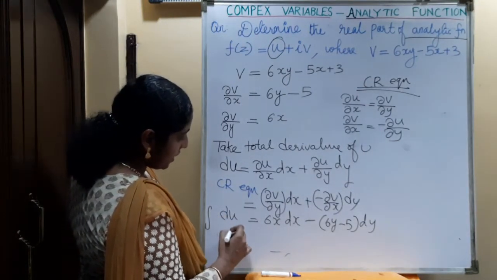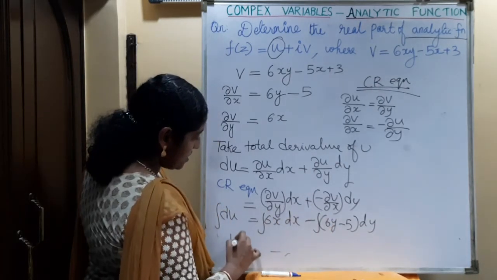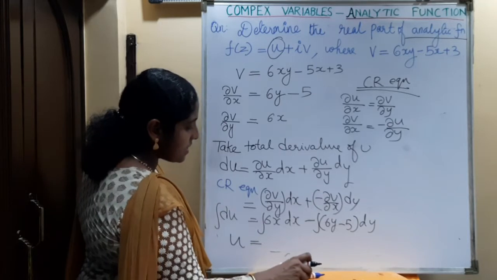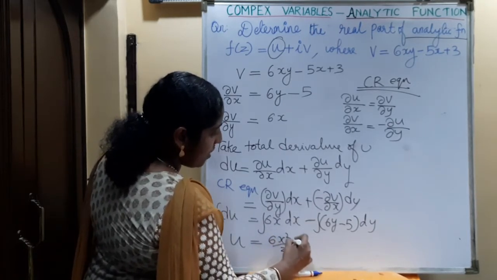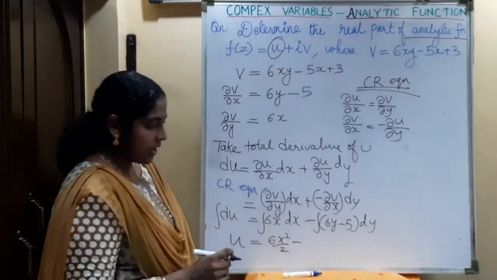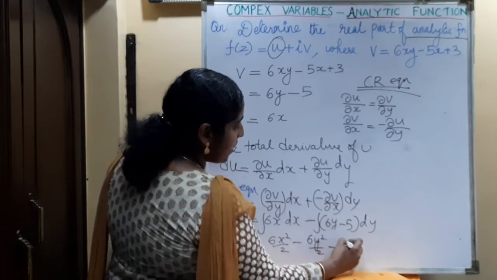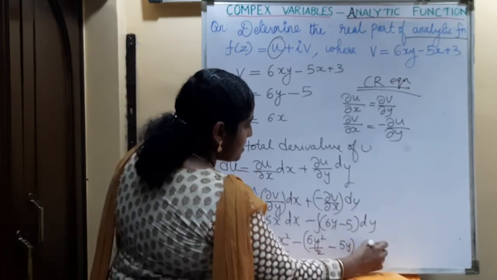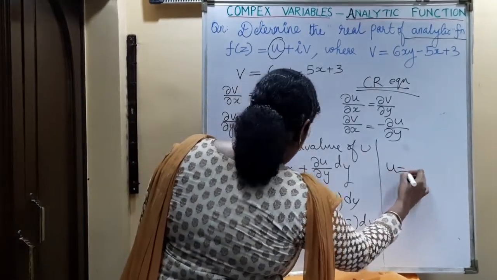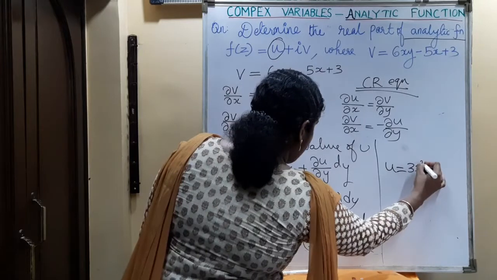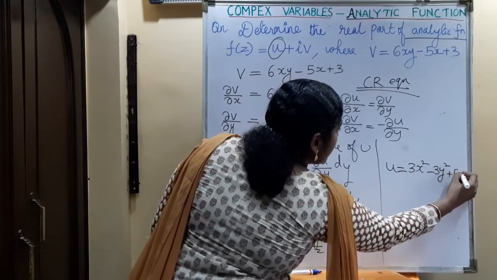u is equal to the integral of du. Here we integrate. So u is equal to, what is the integral of 6x? That is 6x square divided by 2, minus, here integration with respect to y, we can directly integrate, that is 6y square divided by 2 minus 5y, plus c, the constant of integration. So what we are getting is u is equal to 3x square minus 3y square plus 5 plus c.